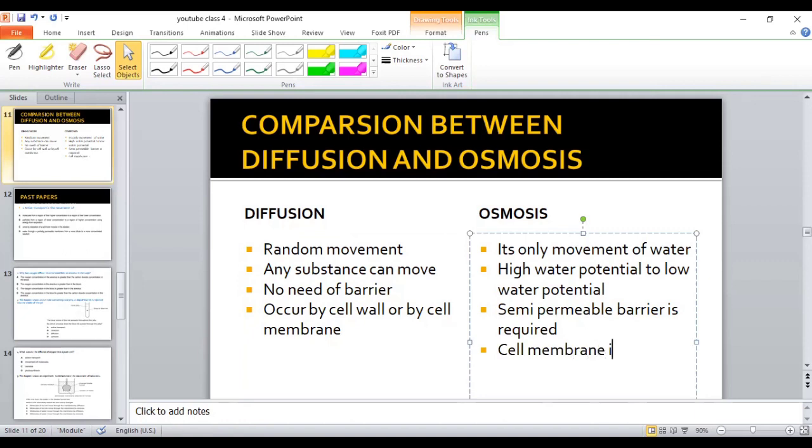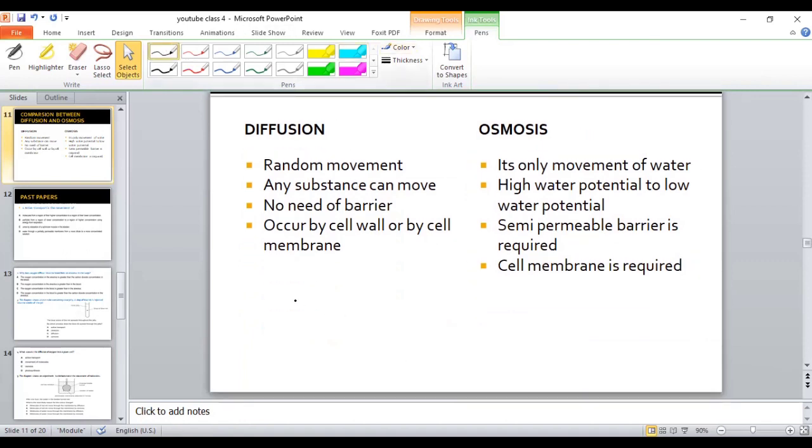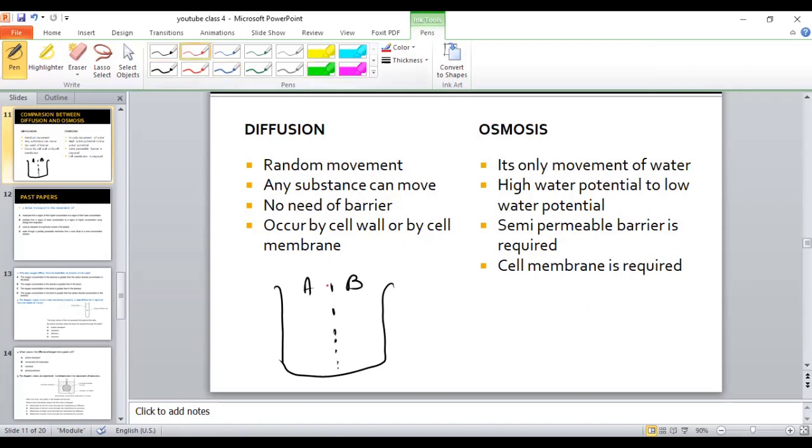Cell membrane is required because the cell membrane acts like a semi-permeable, or partially permeable, barrier. Simply, if I draw the beakers here and mention two regions, A and B, for example this red substance has high concentration in region A and low concentration in region B, so it will move from A to B. And this blue substance has high concentration in region B and low concentration in region A, so it will move from B to A.